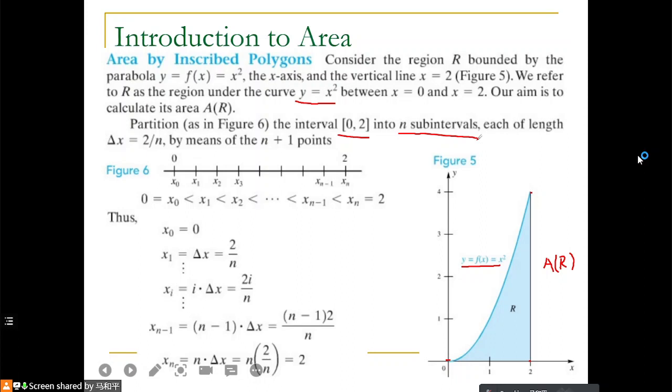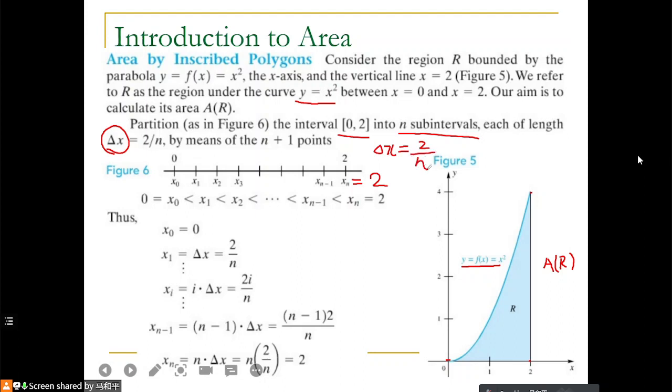By means of the n plus 1 points. The first point is x0. The second one is x1, x2, x3. This is x_(n minus 1), x_n. Here, x_n is equal to 2. So partition the interval 0 to 2 into n subintervals, each of length 2 over n. We write this delta x. Delta x is 2 over n.